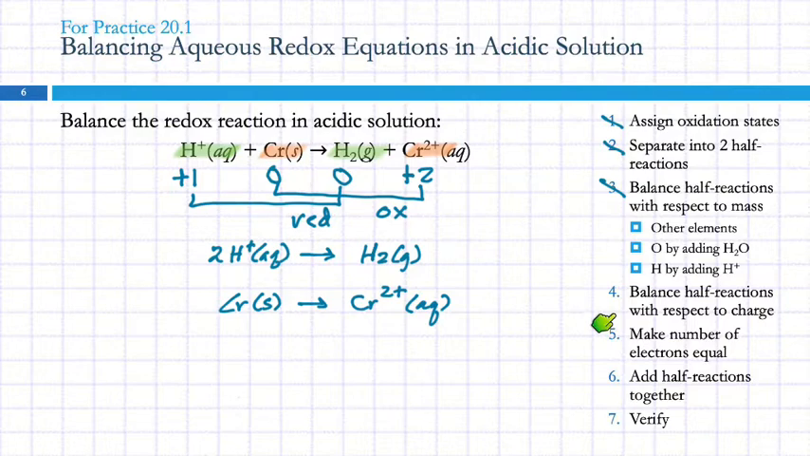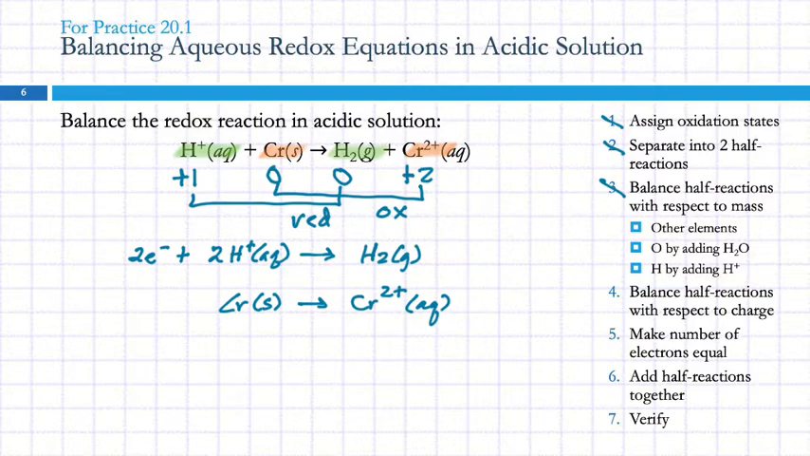Now we will balance with respect to charge. We do this by adding electrons. So if I look on the left side of the arrow, this equation has +2 on the left side and 0 on the right. I need them to be the same, and the only way I can change anything is by adding negative charges. So if I add 2 electrons to this side, 2 negative charges and 2 positive charges add up to 0, which is equal to the charge on the other side. We also see that reduction is what's happening here. Reduction is gain of electrons. The hydrogen ion is gaining electrons. It's being reduced.